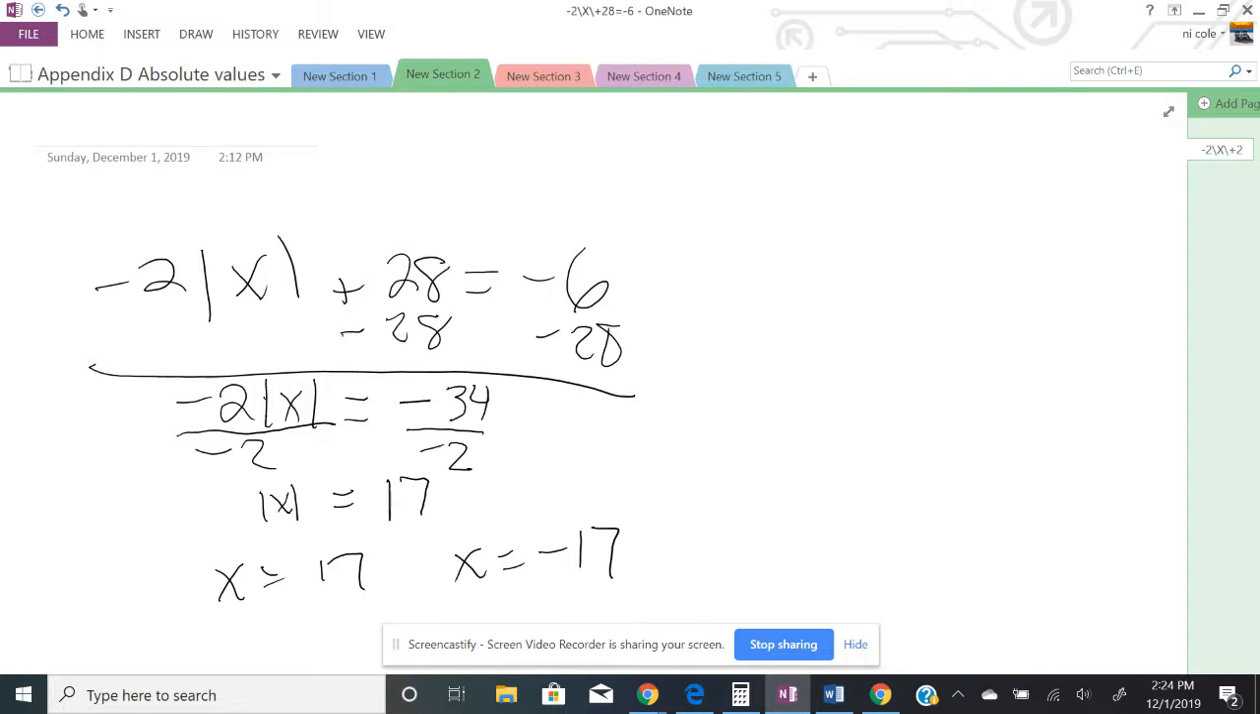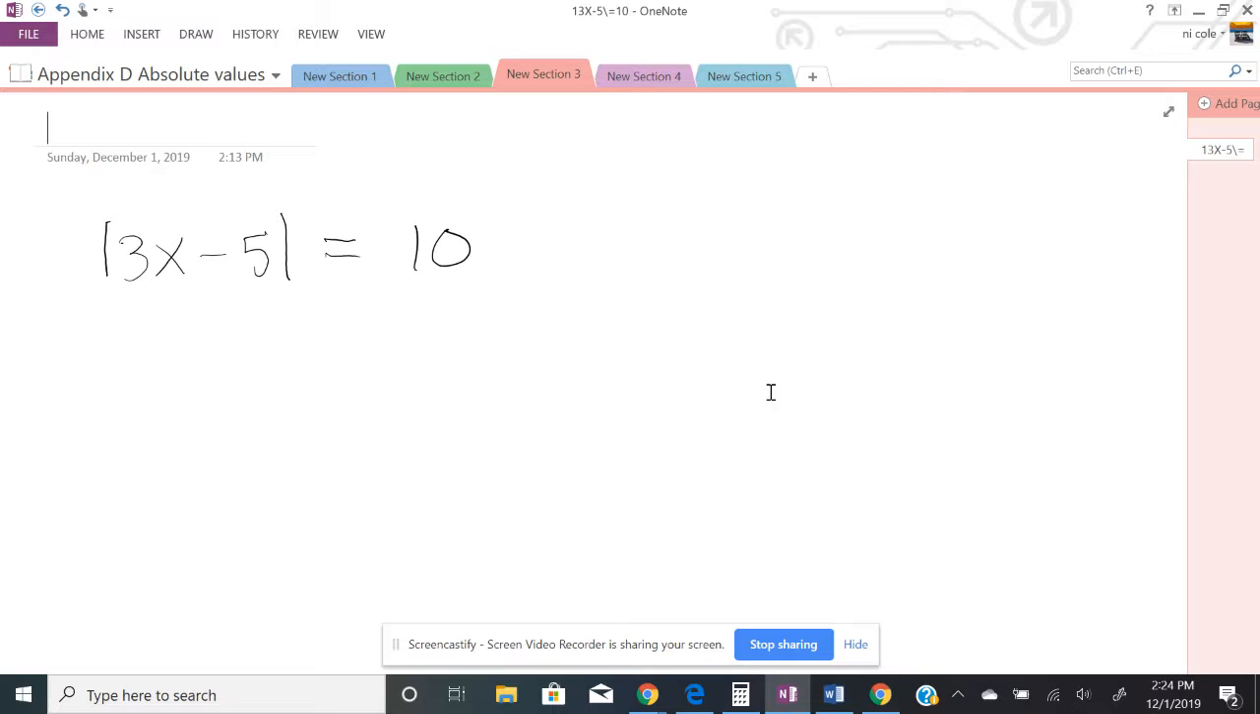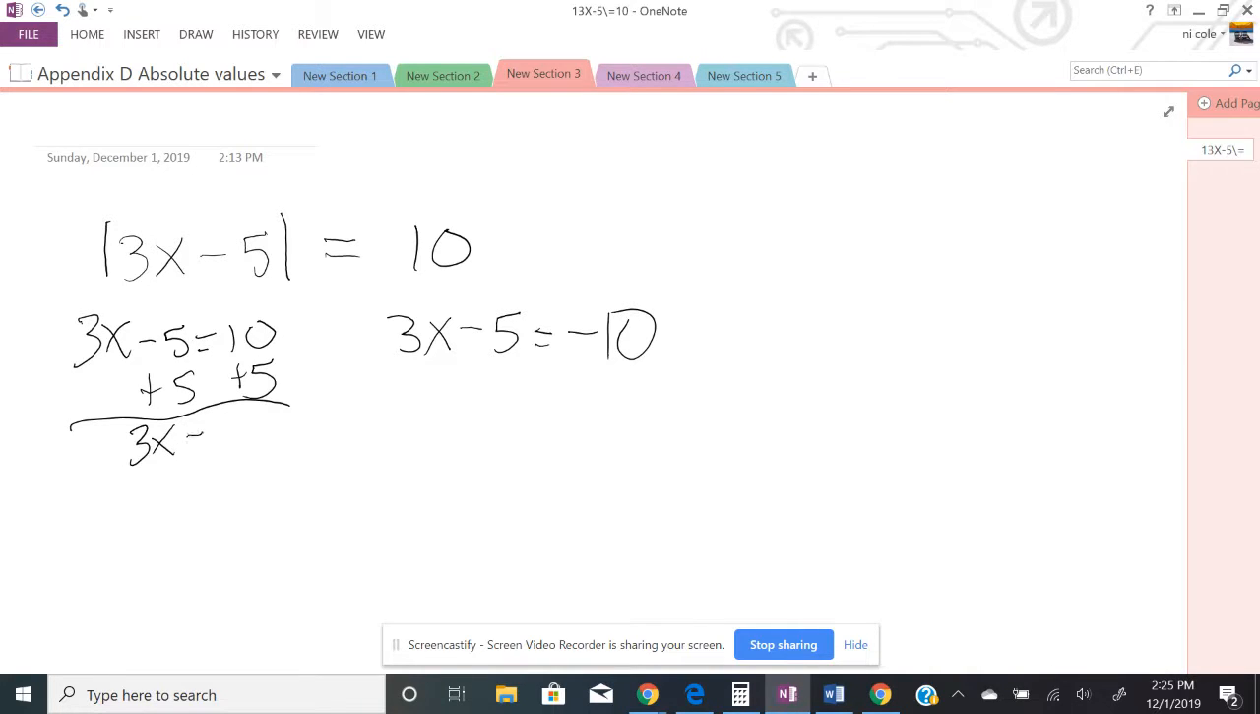Writing the plus and minus may not make sense just yet, so let's look at an example where I would want to write it as two values. Here I'm going to take what's inside, 3x minus 5, and set that equal to 10. I'll also write the exact same thing, 3x minus 5 equal to -10. Then I solve each one. 3x is equal to 15, divide by 3, x is equal to 5.